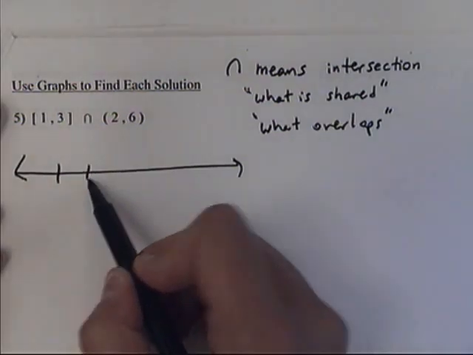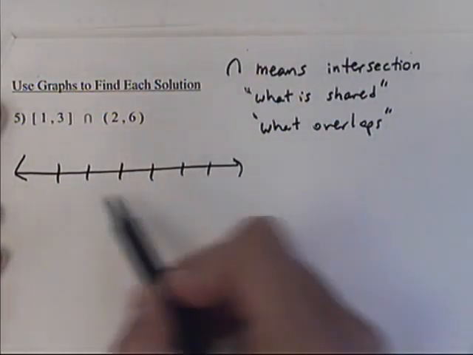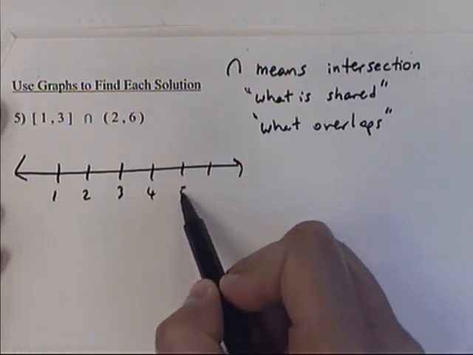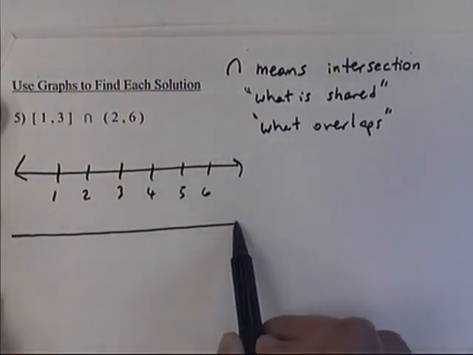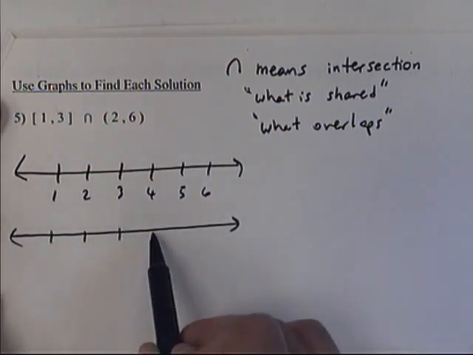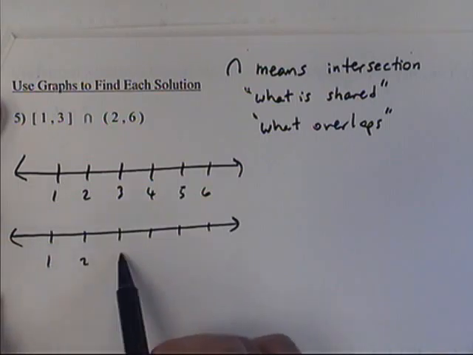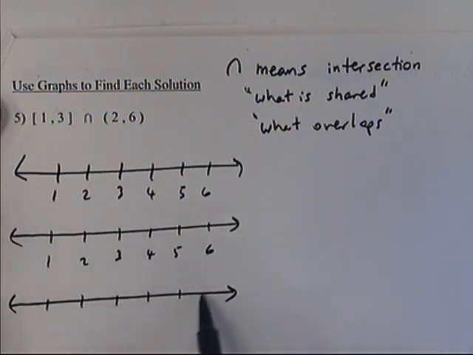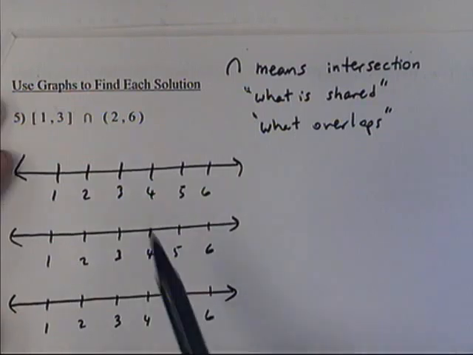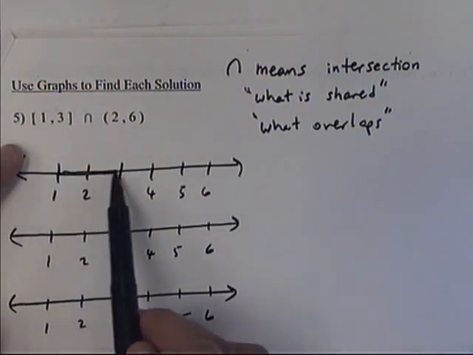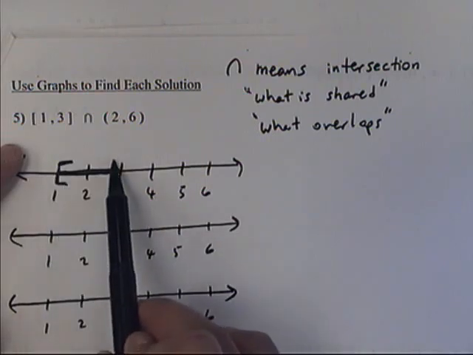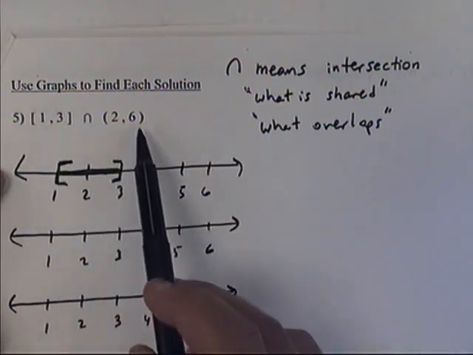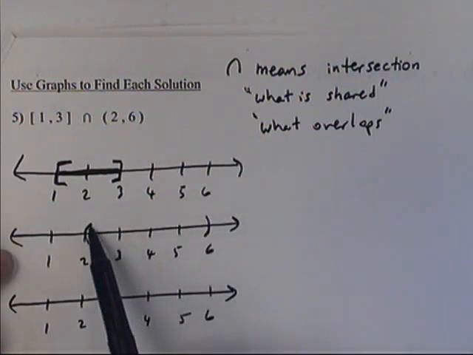Okay, I have 1, 2, 3, 4, 5, 6. I'm going to make 2 more just like that. 1, 2, 3, 4, 5, 6. Try to get it all lined up exactly in the same way. Okay. Between 1 and 3 would be here, including the endpoints. So this is the graph of this. Now I'm going to graph that between 2 and 6, but not including the endpoints.